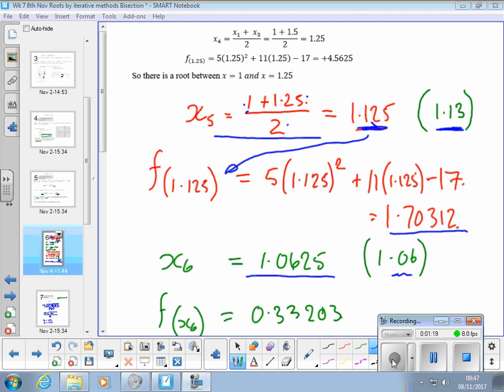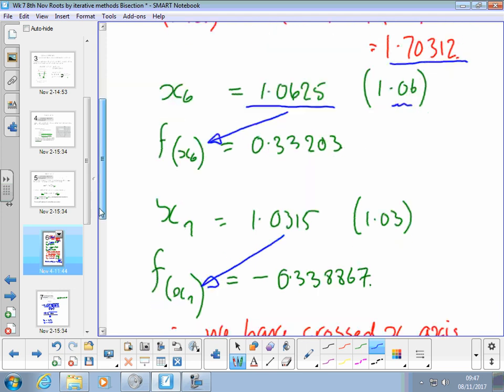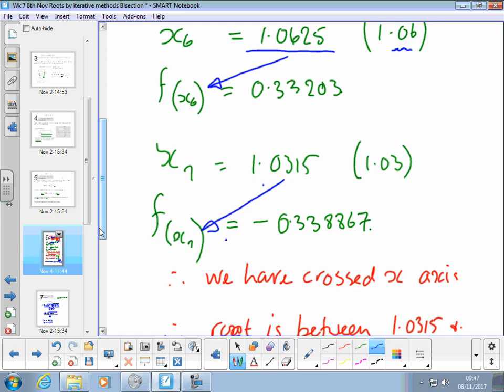And when I put that full value in there, I get an answer that's still positive. My root must be between 1 and 1.0625. So I use 1 and 1.0625 to find my 7th guess. 1.0315 rounds to 1.03. And when I put that full value in the function, it goes negative.